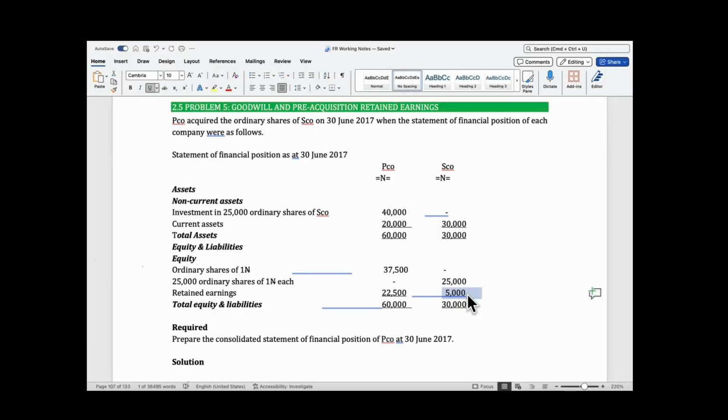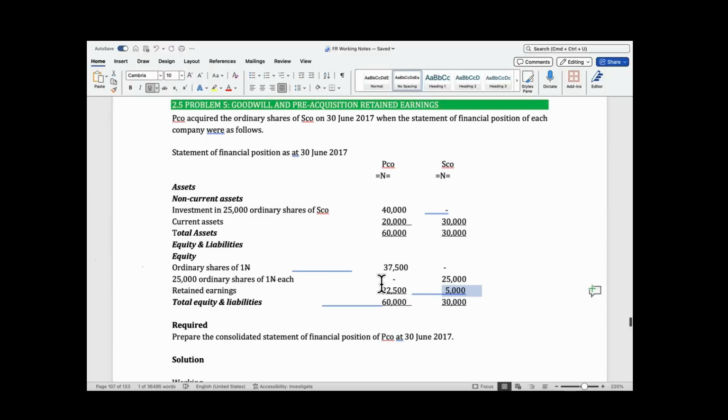Any reserve that is there at the date of acquisition will be cancelled out, which is what you call pre-acquisition reserve. Is that okay? And that is all.